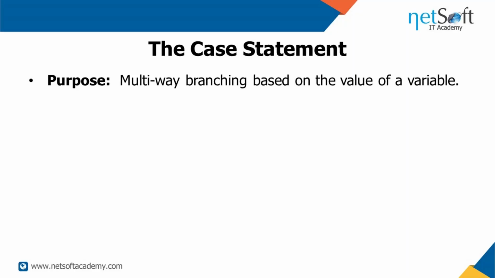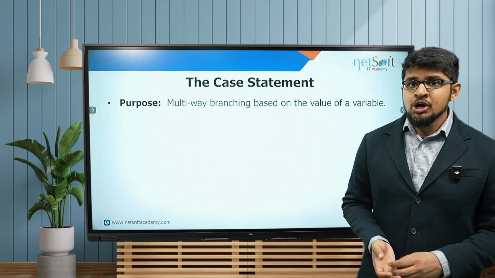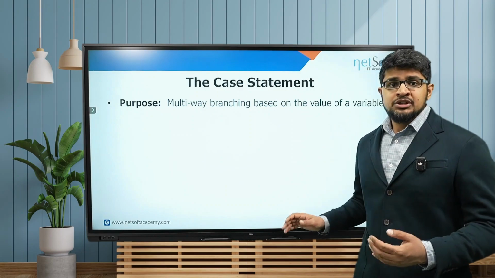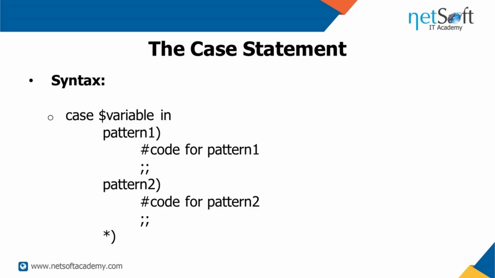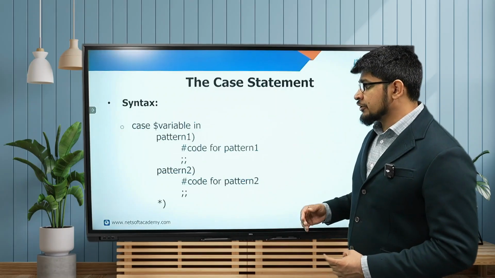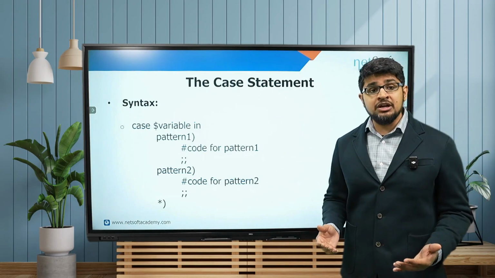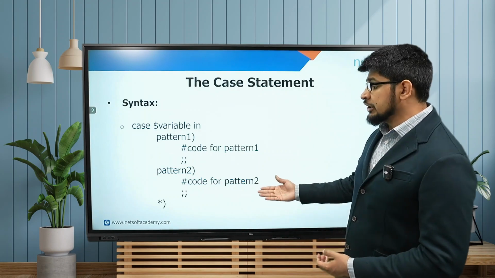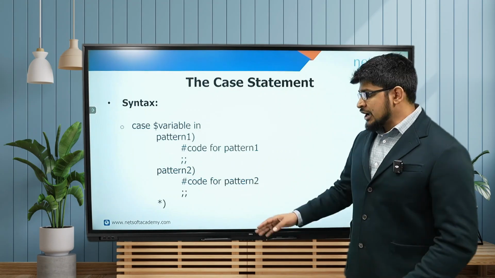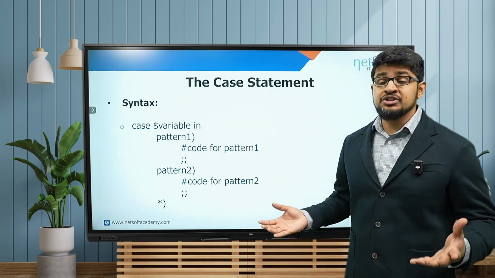Its purpose is for multi-way branching based on the value of a variable or based on some evaluation. The syntax is quite simple. You write the word case, and then you evaluate the variable against specific patterns. If your variable is found inside your first pattern, you will execute a certain part of the code, and if it falls into another pattern, then you will execute some other piece of code. And this asterisk is your default case.